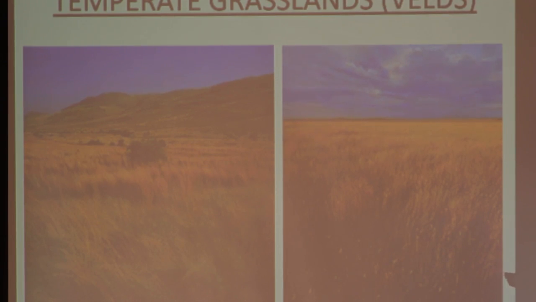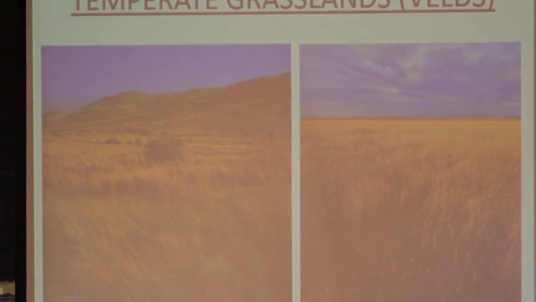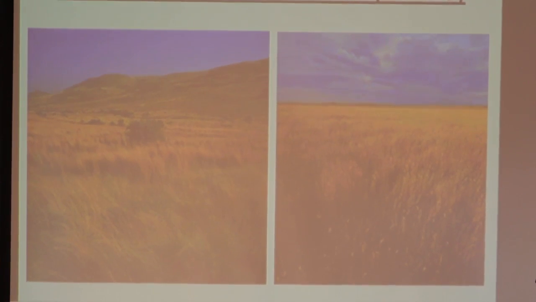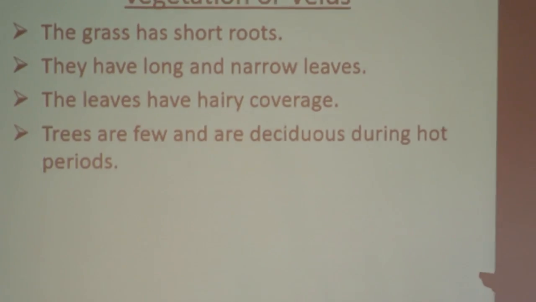So we come to look at the velds here. It may not be clear, but you'll be able to see them. The temperate grasslands or the velds, that's how they look. As you can see in our picture, the area has a few trees and the vegetation, and is commonly covered by the velds. These are the velds we are talking about, mainly found in South Africa. You can have a look at that picture, and we go to the characteristics.